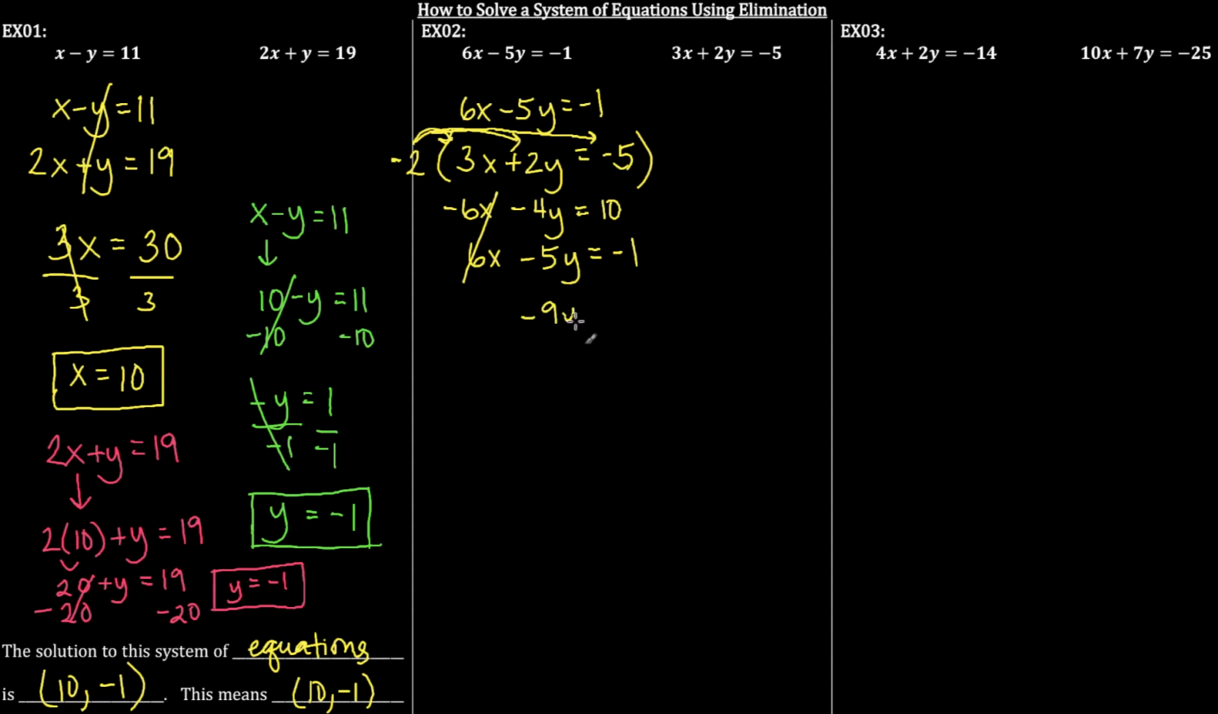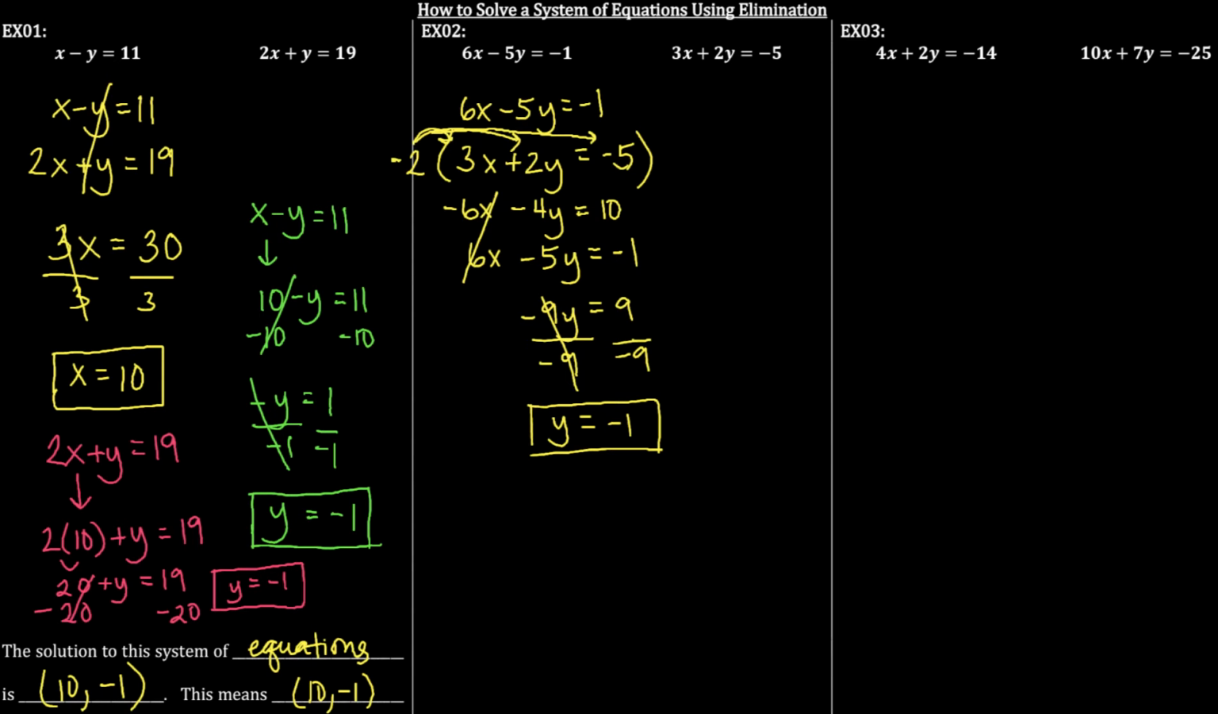Negative 9y. And 10 and negative 1 give me positive 9. Divide by negative 9. And I get y equals, positive divided by negative is a negative 1. Cool. So I can substitute this negative 1 in for y in this equation or this equation.